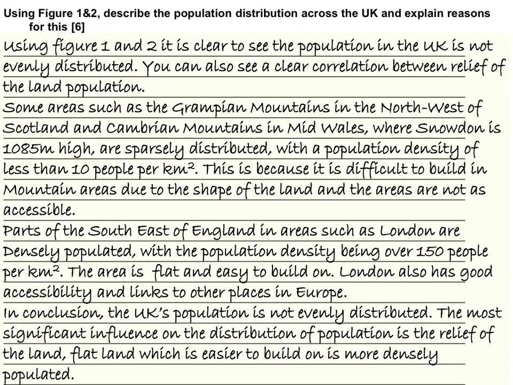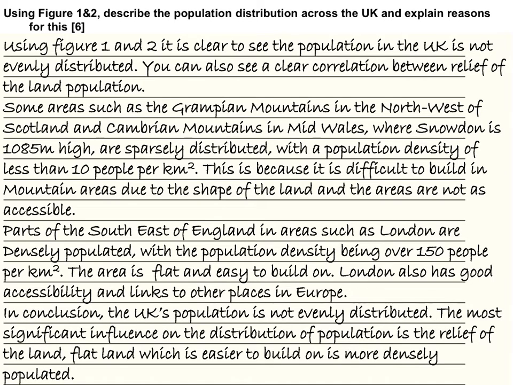This is because it's difficult to build in mountain areas due to the shape of the land, and the areas are not as accessible. Parts of the southeast of England in areas such as London are densely populated, with a population density being over 150 people per kilometre square. This is because the area is flat. This is important as it's easy to build on. London also has good accessibility and links to other places in Europe. This is significant to the economic benefits such as trade across Europe.